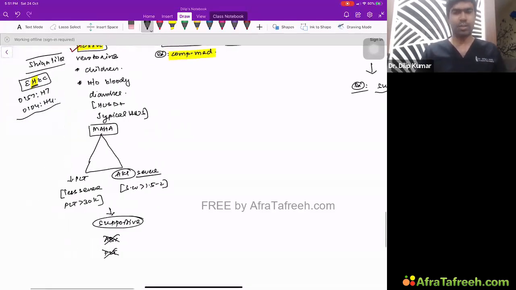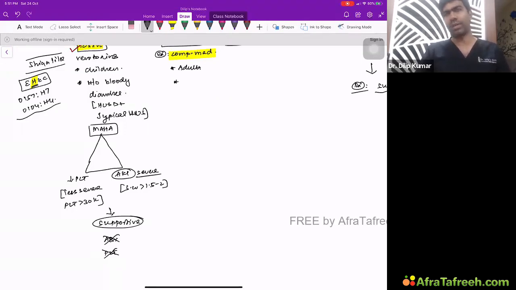Whereas as far as complement HUS is concerned, I told you, majority of the patients will be adults, and they may or may not have history of bloody diarrhea. That's not an important thing, but usually it will be due to either factor H and I loss of function mutation, or factor B and properdin gain of function mutation. So most of the time there will be some congenital source, some genetic background.